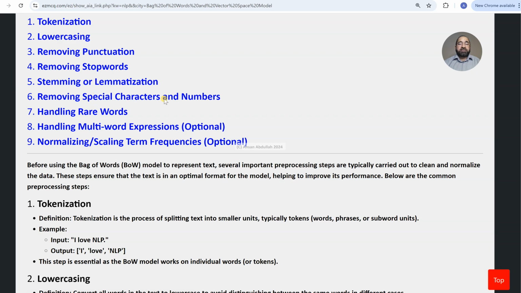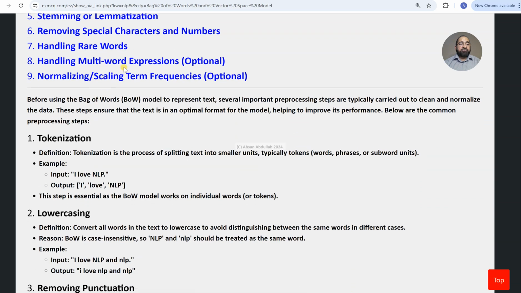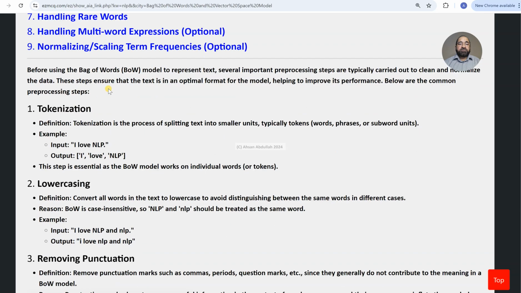Removing special characters and numbers, because they again add to the computational complexity, and those special characters may be construed as noise. Handling the rare words which occur very less frequently. Handling multi-word expressions, which is optional, and normalizing or scaling the frequencies.